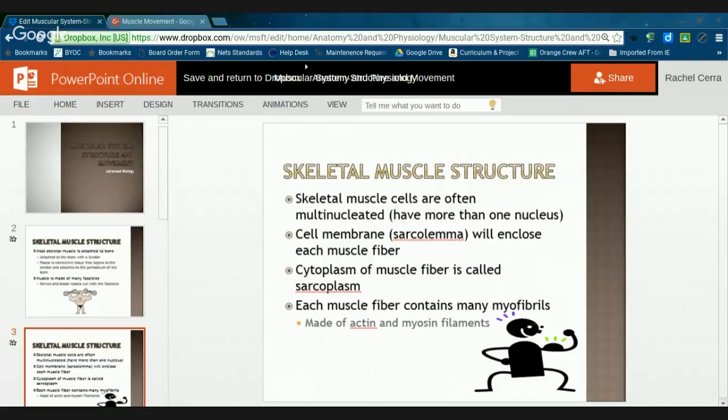All right. So now you've got skeletal muscles. They are going to have more than one nucleus, so we call them multinucleated. A couple of different parts. They technically have a cell membrane, but we call it the sarcolemma. Okay? And then the cytoplasm of a muscle fiber is called the sarcoplasm instead of the cytoplasm.